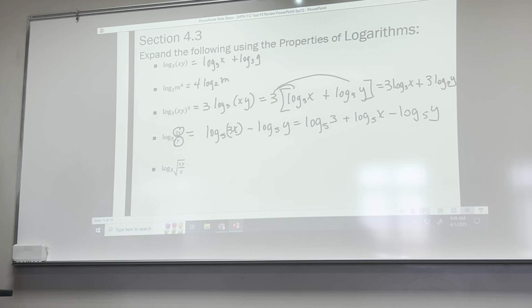The next one, we said in class, if you're working with logarithms and you have a radical, write it with an exponent, right? Square root's the same as what power? 1/2 power. So x, y over z, all to the 1/2 power. And I'm gonna do the power rule first. I'm gonna bring down the 1/2. So 1/2 times.